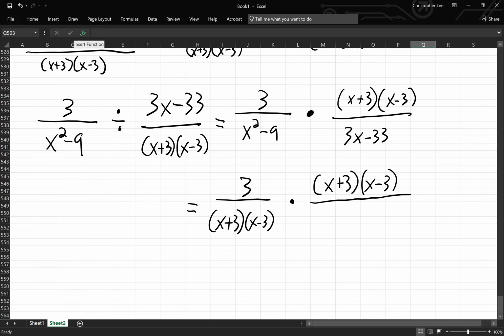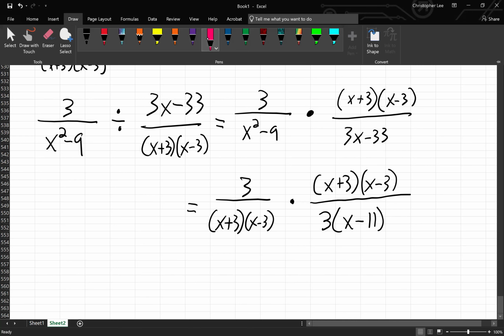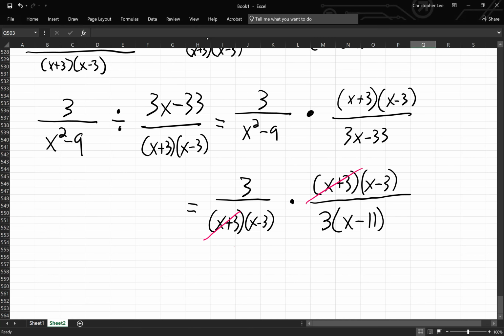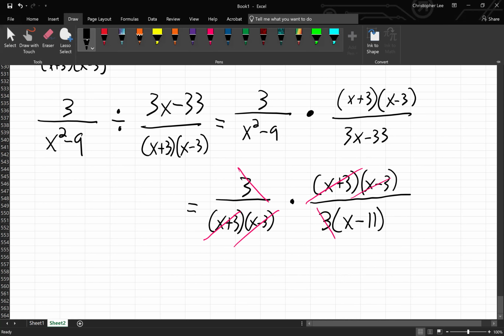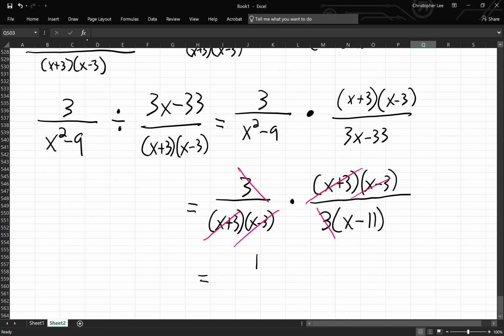Minus 11. It's close. 3 times x minus 11, right? Greatest common factor. And then I want to cross out the like terms, right? So I have x plus 3, x plus 3, x minus 3, x minus 3, 3 and 3, right? So my final answer here is 1 over x minus 11.